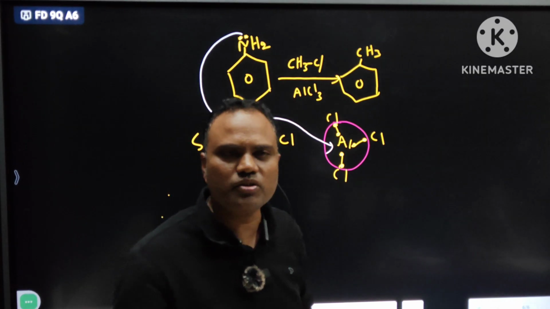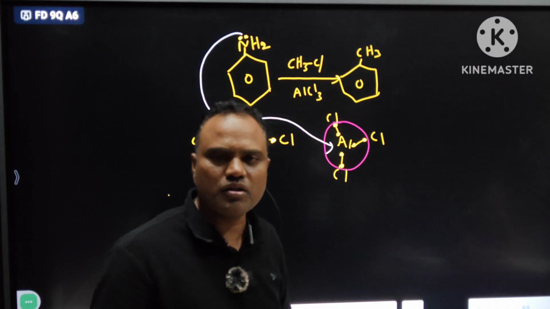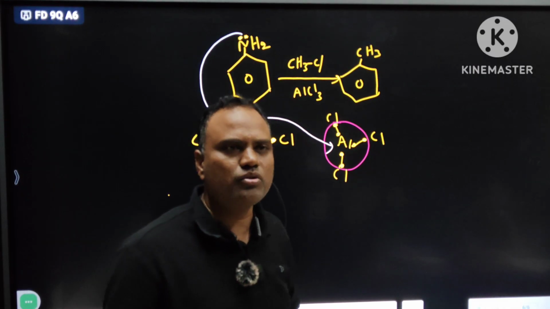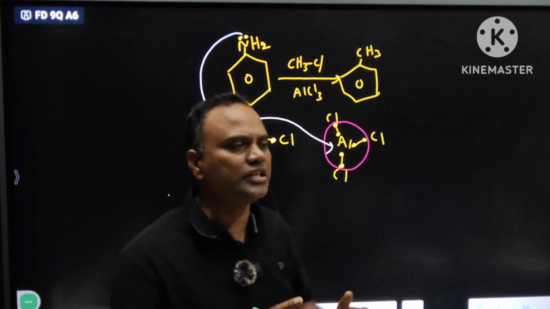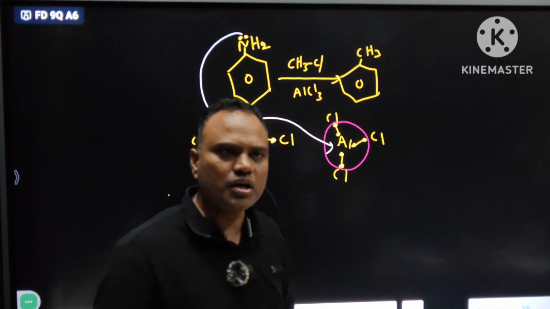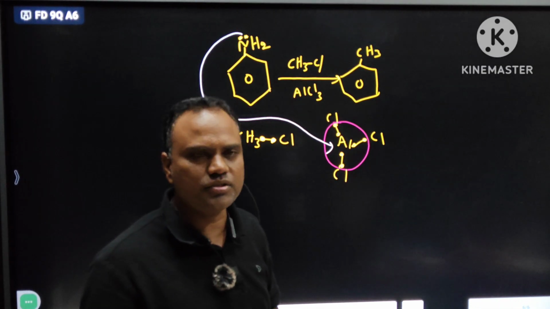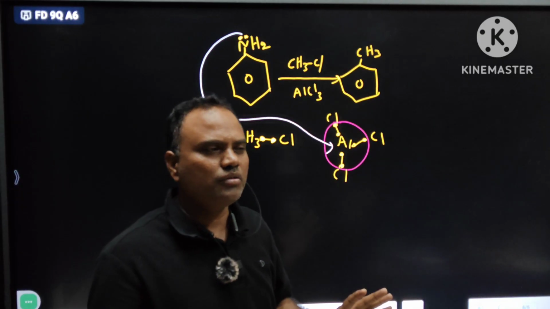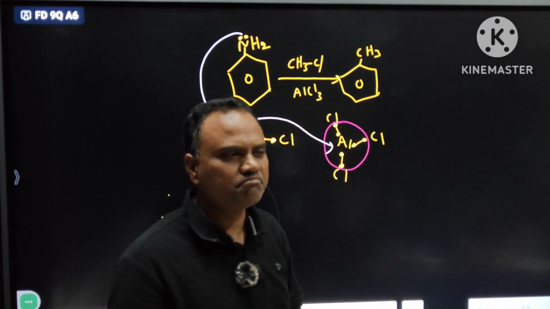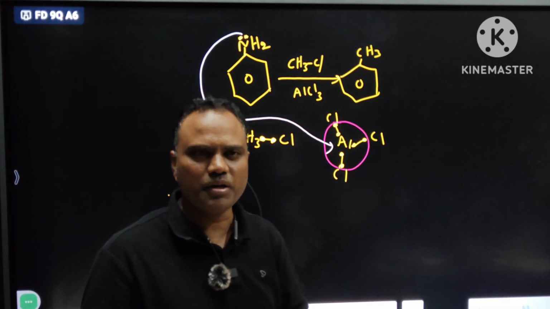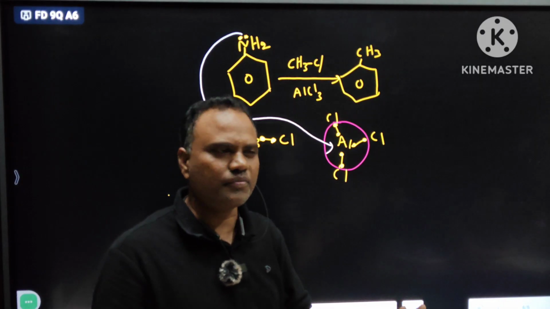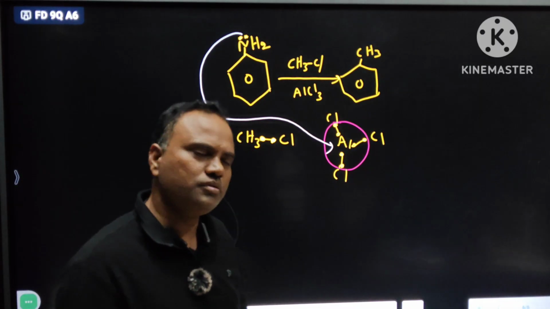So what happens when we use aniline in Friedel-Crafts alkylation? The nitrogen lone pair attacks AlCl3 and electrophile generation is inhibited, stopped. That's why the reaction does not take place. That is the reason. Remember the statement: aniline does not participate in Friedel-Crafts alkylation. Okay, right.